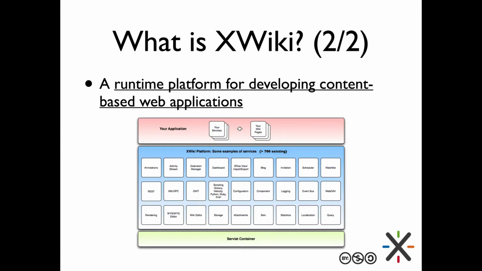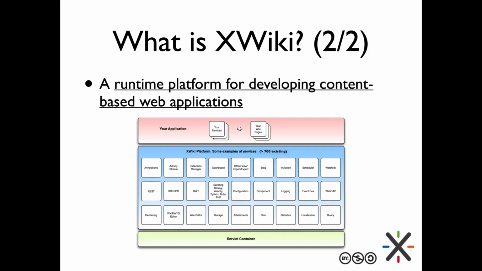Under the hood, it sits on top of a servlet container, and XWiki exposes a lot of services, more than 700 actually. And those are business services. They're not just technical services like a logging service, but also business services like a WYSIWYG editor, the ability to do configuration, a blog application, a scheduler, a watch list, skins, attachments, store, etc. Custom metadata, and a lot more.